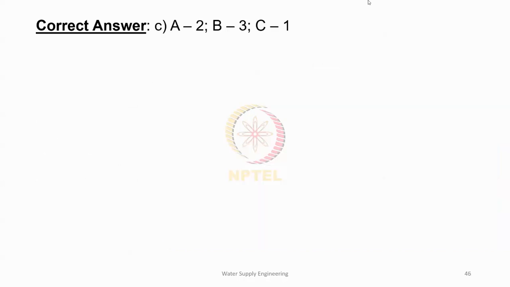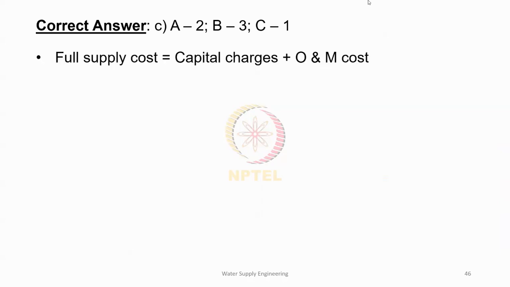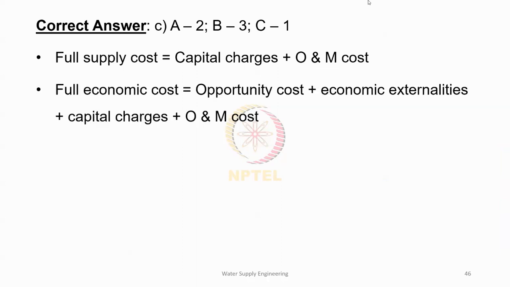Yes, so the correct answer is option C, A2, B3, C1. That is, full supply cost is equal to capital charges plus operation and maintenance cost. Full economic cost is equal to opportunity cost plus economic externalities plus capital charges plus operation and maintenance cost.